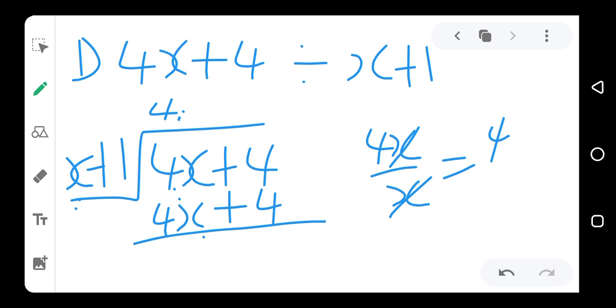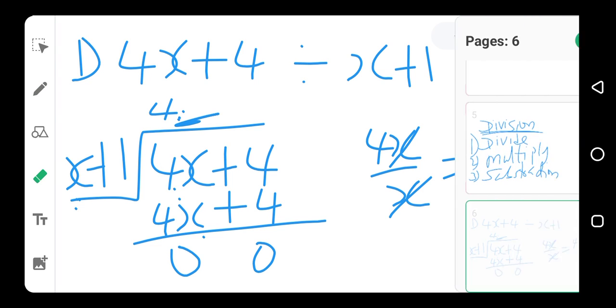Now we subtract. 4x minus 4x, we get 0. 4 minus 4, we get 0. So there's nothing to divide again. So the answer is 4. That is the quotient. So 4x plus 4 divided by x plus 1 will give us 4. That is the answer.